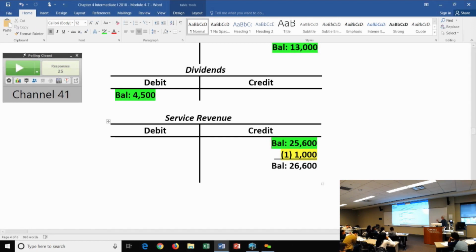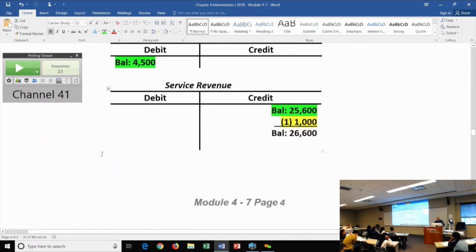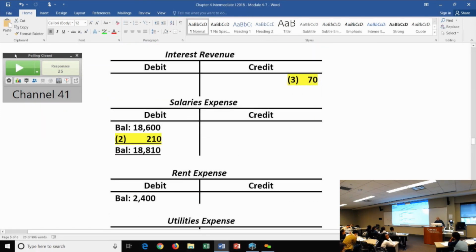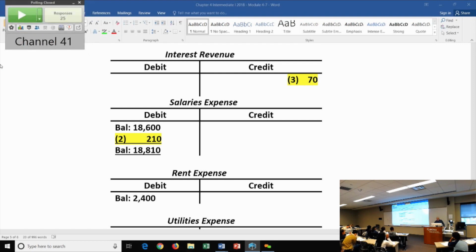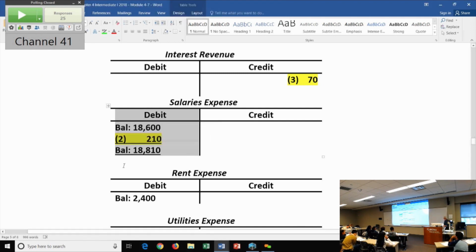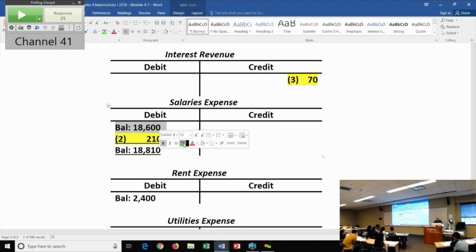Salaries expense. Well, now you have to keep track of this because it started at 18,600 and you accrued. Just want to make this green if I can. So you have 18,810, and then rent expense. That's a balance that was there. That doesn't change. So that'll be a given balance. I'll put that in green.